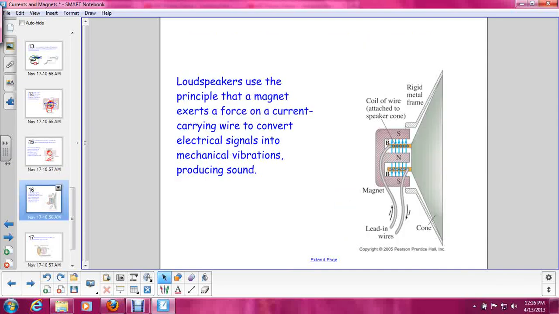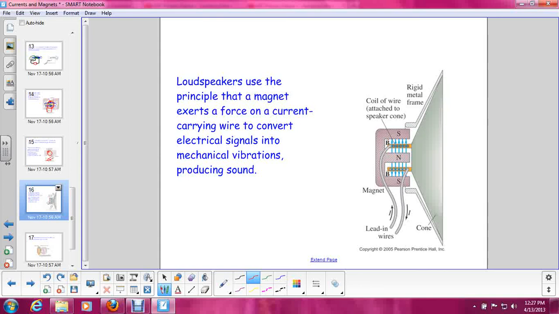Another example of where you can see these rules is a loudspeaker. A loudspeaker is pretty cool. It uses a magnet that exerts a force on a current carrying wire, and this converts electrical signals into mechanical vibrations. So we're going to talk about sound in a few weeks, and it turns out that sound is nothing but a vibration in the air, which is really cool when you think about it. So that's exactly how a speaker works. A speaker vibrates in a very specific pattern to produce certain sounds that your ears pick up. And it vibrates because we can turn electrical signals into mechanical vibrations.